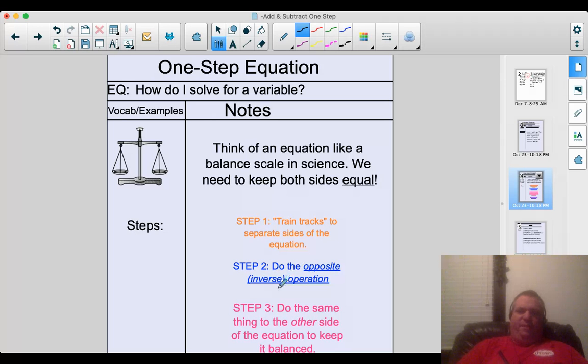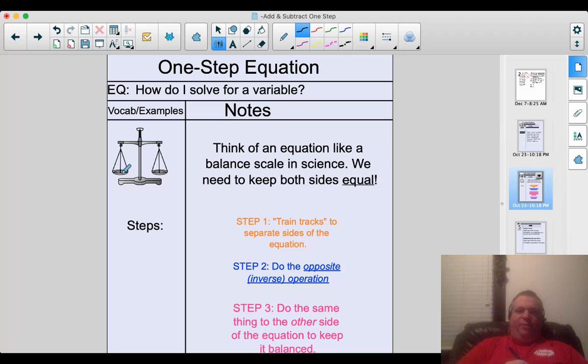Okay. Step 3 is you need to do the same thing to the other side. That's very, very important. So the idea here is, if you think about this scale, if you add 10 pounds onto one side, it's not going to be balanced anymore, is it? But if you add 10 pounds onto both sides, it's still balanced, still equal. Okay? Same thing if you take away weight.